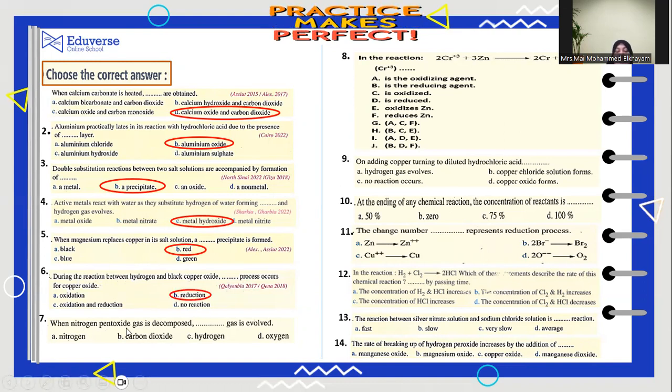When nitrogen pentoxide gas is decomposed, what gas is evolved? I have here a lot of oxygens. For sure, it will give us oxygen.